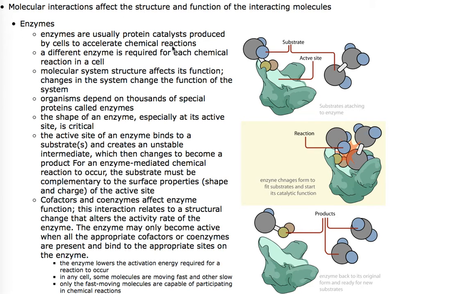Okay, so no microemergence topic is complete without talking about enzymes. Enzymes are protein catalysts produced by cells to accelerate chemical reactions. This is basically what enzymes are right here. They are almost always proteins. At least one or two catalysts in cells are RNA. That's been shown on ribosomes. But all in all, most of them are proteins.